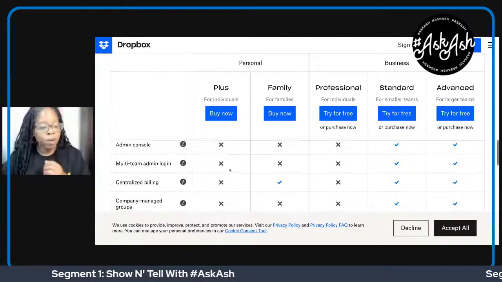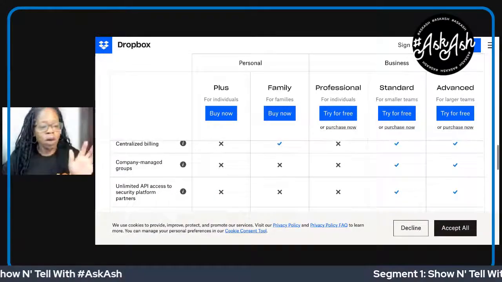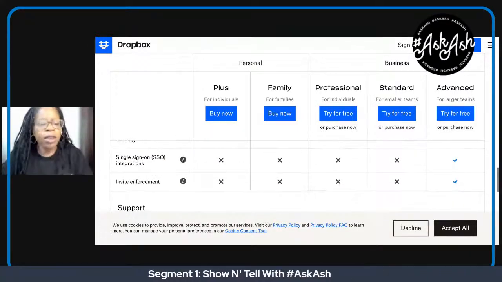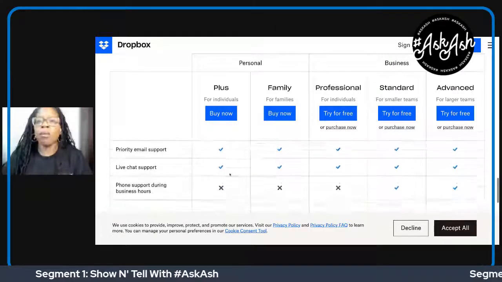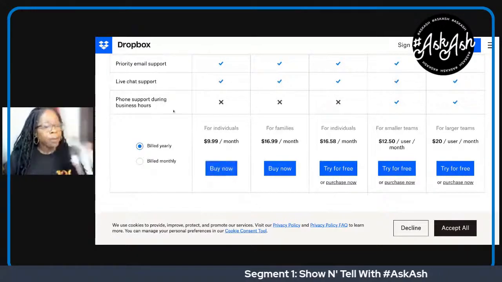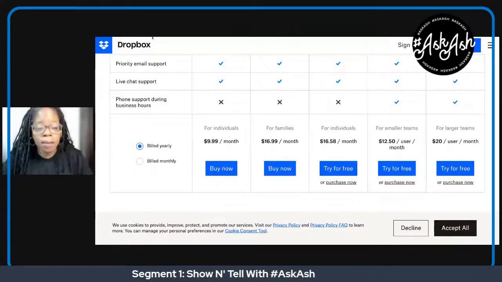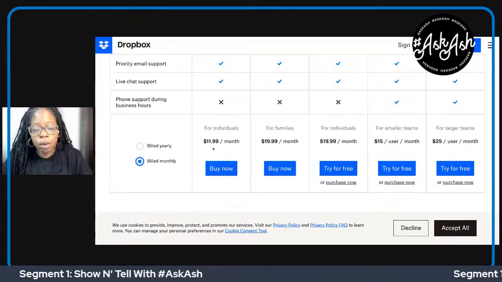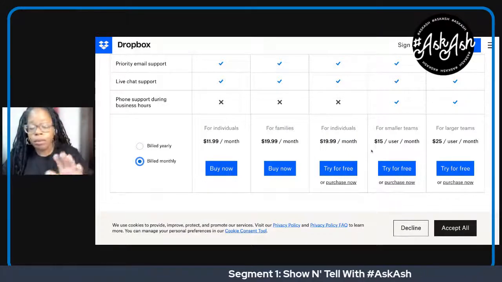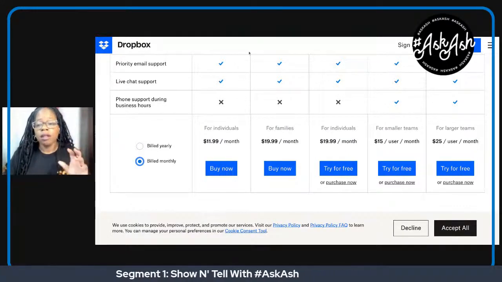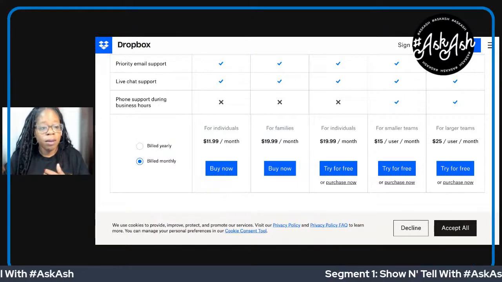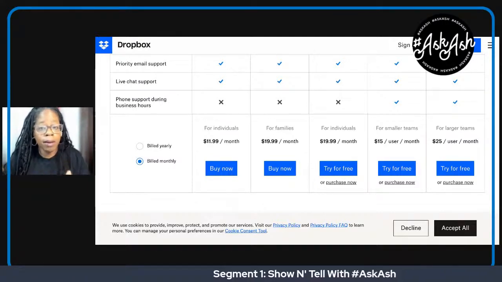Let's see, what do you have here? All types of things, I guess, billing and API and tiered admin roles, again, for larger teams. And so here you go. Billed yearly or monthly. So this is where, when you get into smaller teams, you'll have something where it is $15 a user per month.